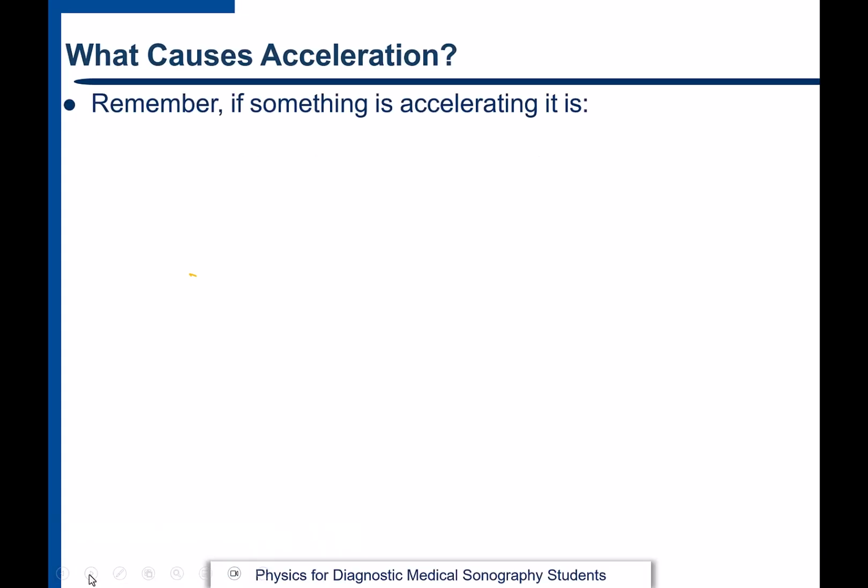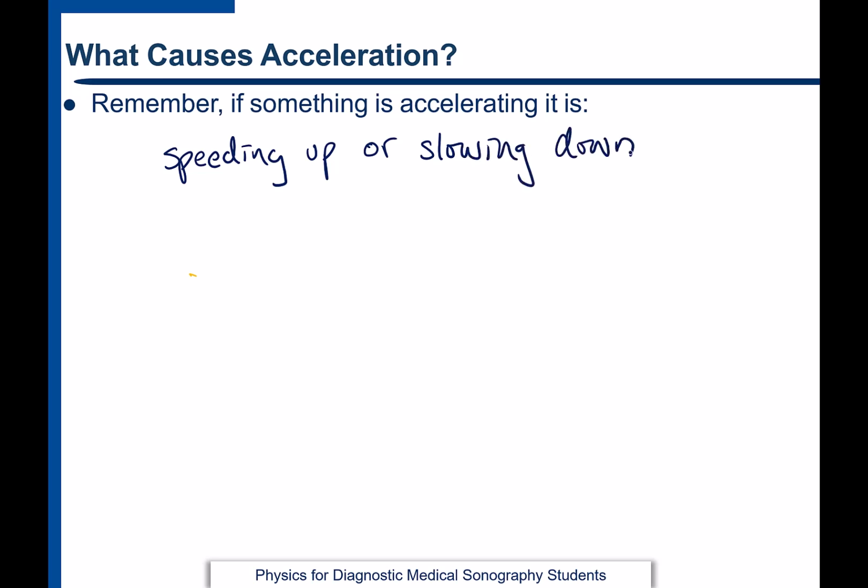So, what was Newton trying to figure out? Newton was trying to figure out what causes acceleration. And so we want to just remember what we mean by something accelerating. If an object is accelerating, it's either speeding up or slowing down. So remember that in physics, whether we have a positive or negative acceleration, we just call it an acceleration. So if the velocity is changing, the object is accelerating.